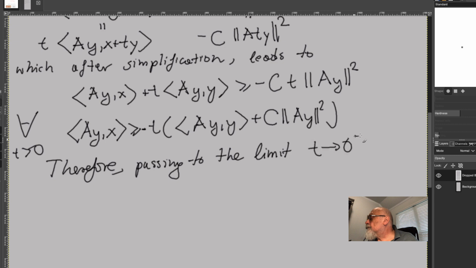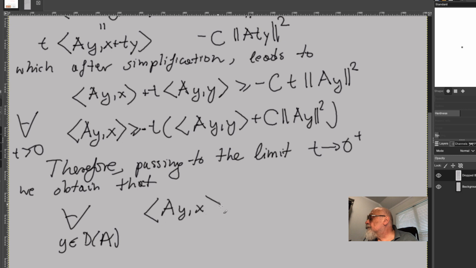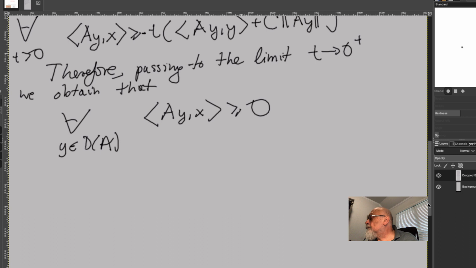Therefore, passing to the limit as t goes to 0 from the positive side, we obtain that for every y belonging to the domain of A, we have that ⟨Ay, x⟩ is larger or equal to 0.